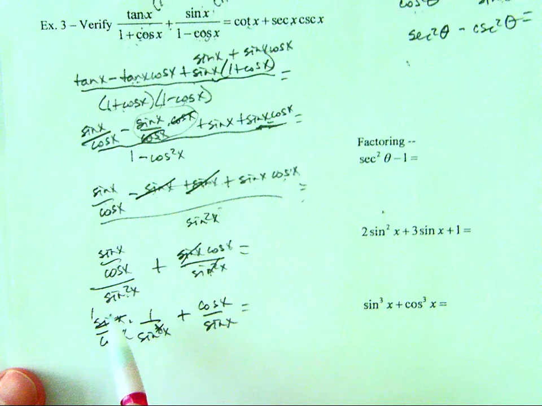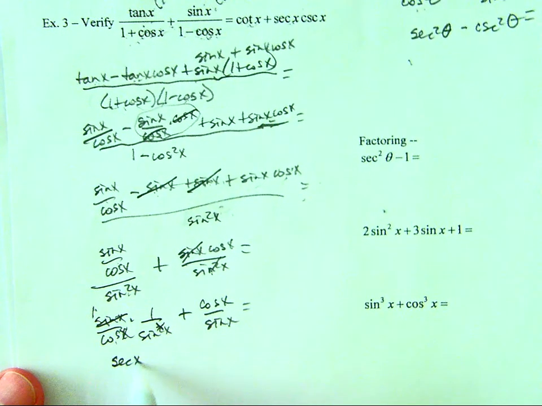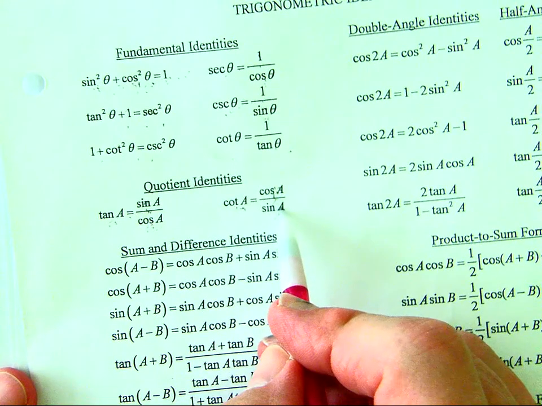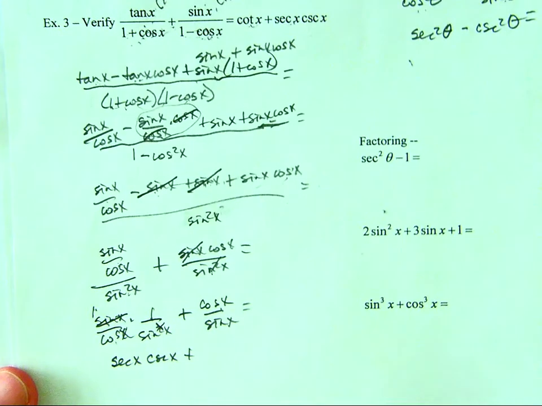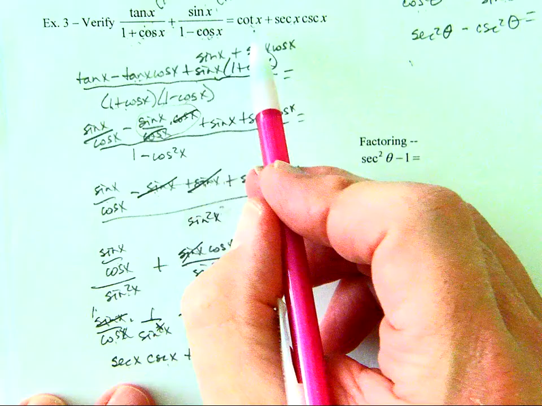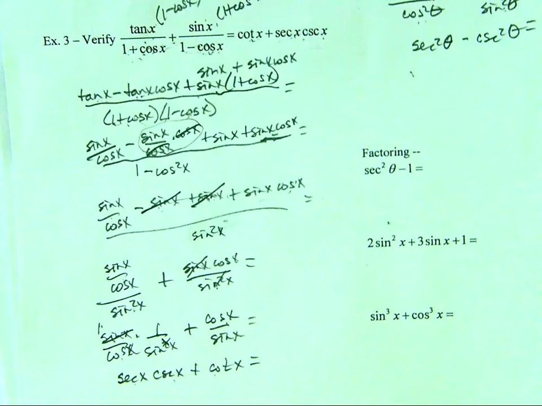So now here on the left I have 1 over cosine. Well, 1 over cosine is secant. I have 1 over sine. 1 over sine is cosecant. Here I have cosine over sine. Remember from our quotient identity, cosine over sine is cotangent. Now if you look at the two sides, I have secant x, cosecant x plus cotangent x. Here I had cotangent x plus secant x. So it's the same thing. We're done. That was pretty involved.